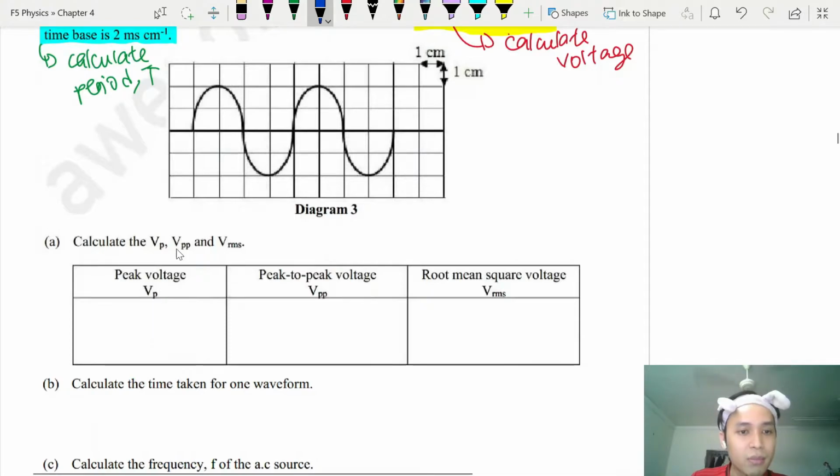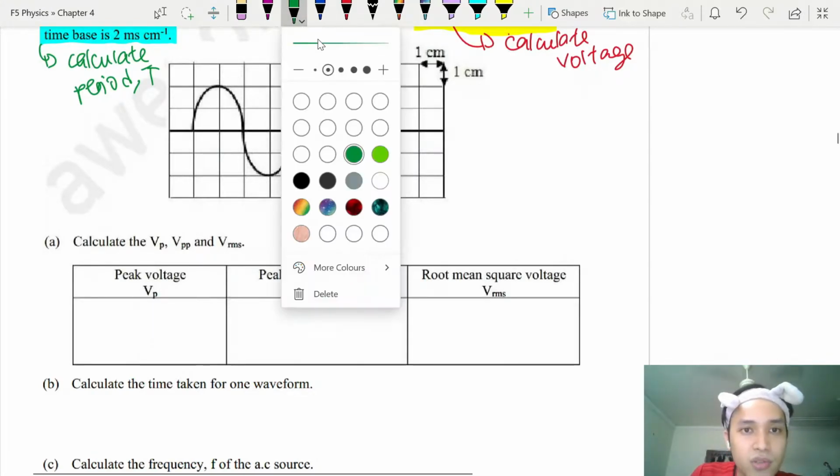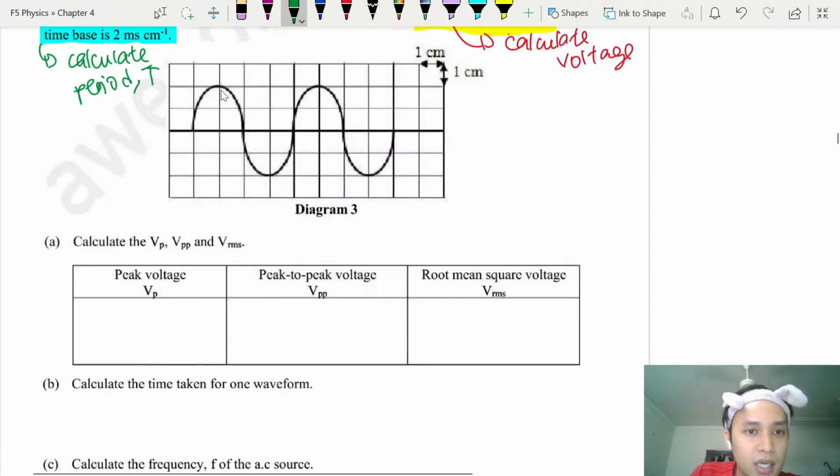If I want to calculate the peak voltage, you need to know where the peak voltage is. Peak voltage means from here to here. Let me use a big, super big one. Peak voltage is here, from here to here. This is what we call peak voltage.